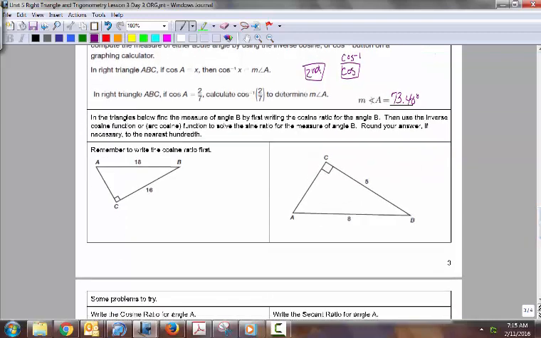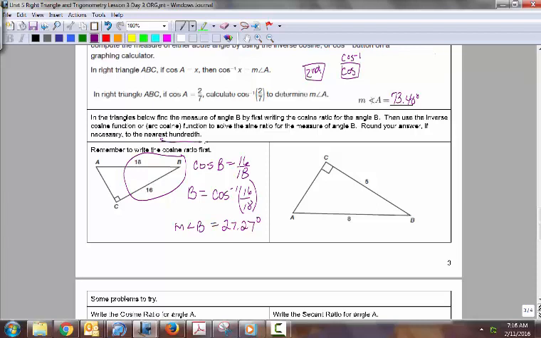Now we're going to use the cosine ratio, writing it and then solving our equation for the measure of angle B. We find our reference angle, and we need adjacent and hypotenuse. So the cosine of angle B is the side adjacent over the hypotenuse. Since I need to solve for B, I need the arc cosine function. Now I get my calculator, and the measure of angle B is 27.27 degrees. I'm rounding to the nearest hundredth, that's 2 decimal places.